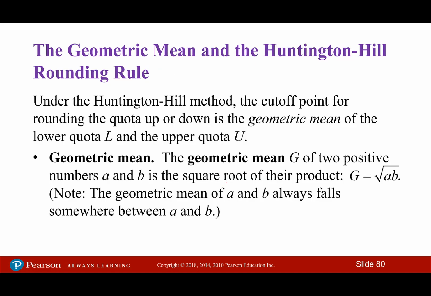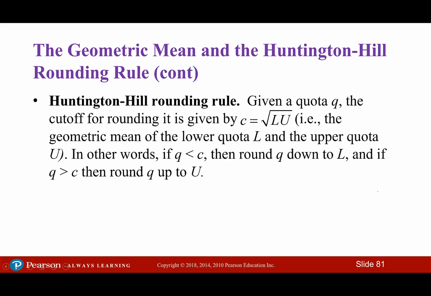So what is it predicated upon? It's called the geometric mean. Geometric mean is just two positive numbers multiplied together and then taking the square root. And pretty much the geometric mean falls in the middle of those two numbers, but not necessarily at 0.5. So really what they wanted to say is this: you're going to take the lower quota, you're going to take the upper quota, and then you're going to take the square root of those, and that value is the determining factor. So depending on the numbers, it's going to change. So here it is. Here are your cutoff points.